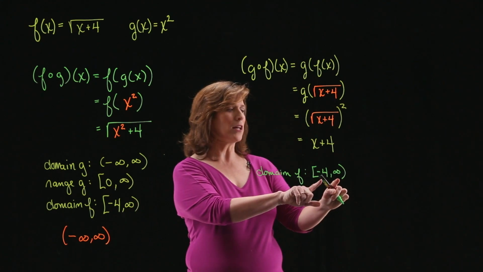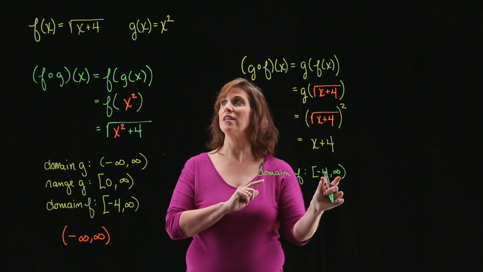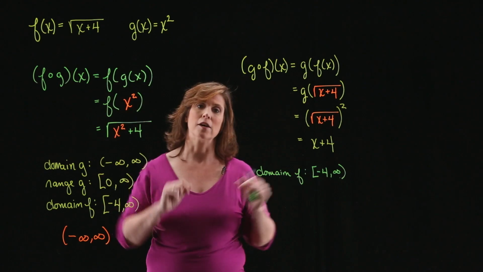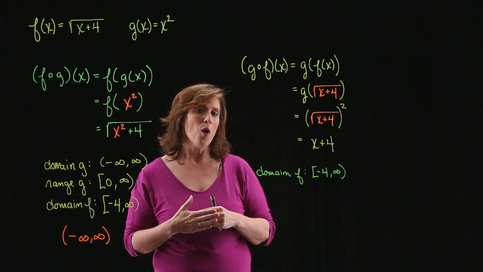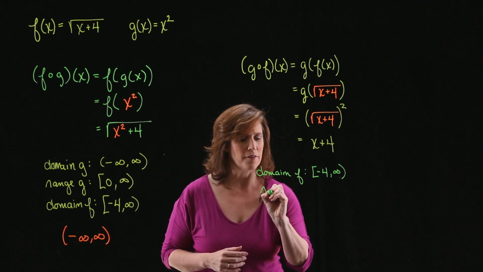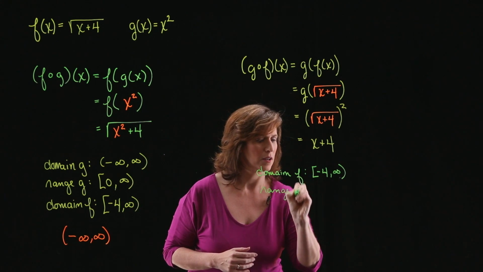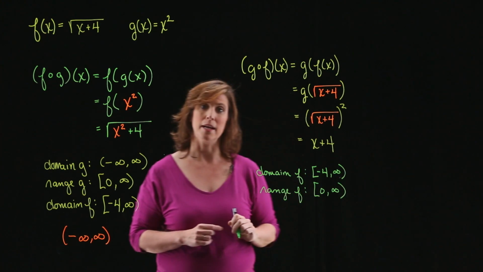Okay. Now let's take a look at these values. When I plug them into my function f, I'm going to have a square root function. I know that the result for a square root function will always be answers that are 0 or larger. So the range of f is going to be 0 to infinity.